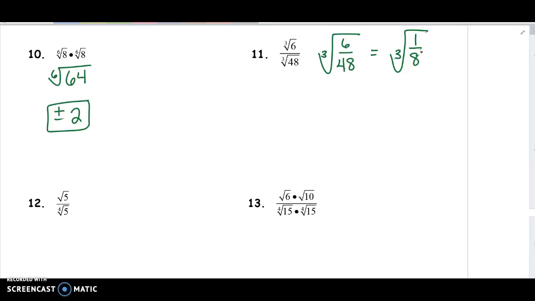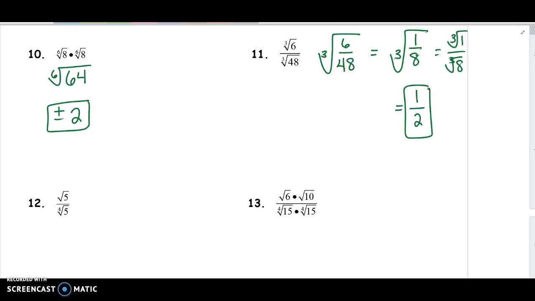Now the question is, is our answer done? What I want you to think about is, do the numbers 1 or 8 exist in the thirds column? Yes, they do. So this is the 3rd root of 1 over the 3rd root of 8. What is the 3rd root of 1? 1. And the 3rd root of 8 is 2. 1/2 is a whole lot simpler than the 3rd root of 6 over the 3rd root of 48.